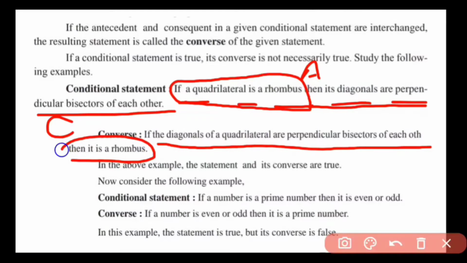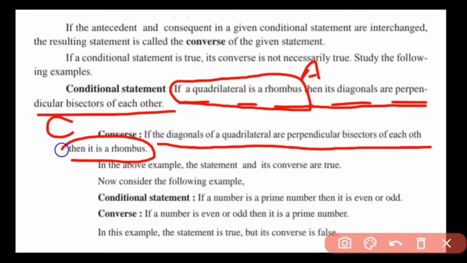See children, it is more a part of English grammar than maths. If your English grammar is good, you will be able to write the conditional statements and their converses very easily. So in the above example, the statement and its converse are both true. Now consider the following example.